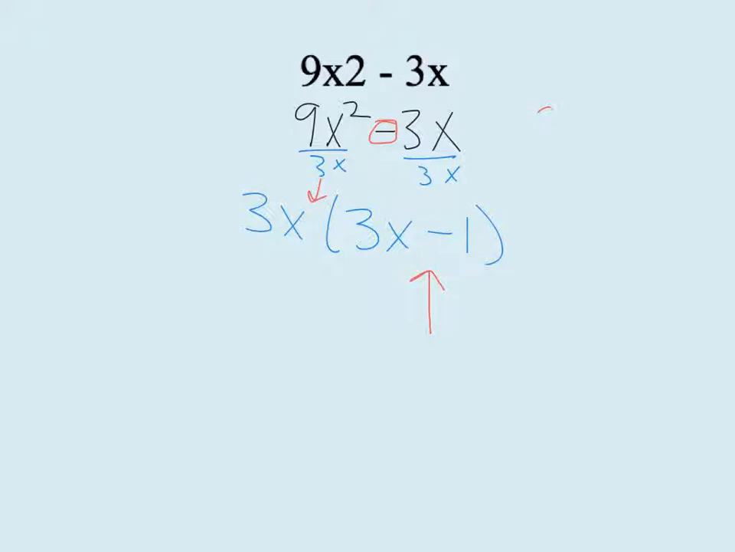And finally, when I have 3x over 3x, a lot of people think that that's gone. It's just out of there. However, that is not the case. Anything divided by itself is always going to be equal to 1. You still have to represent that number. So your final answer would be 3x and then in parentheses 3x minus 1.